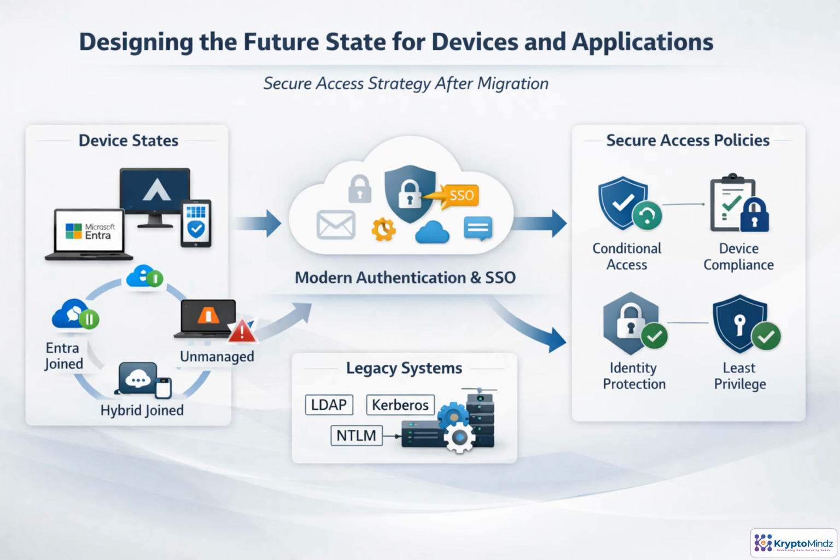After migration, the key access question is simple: what must be true before a user gets in? Start by defining the target state for each device. Some should be Microsoft Entra joined, some hybrid joined, some only registered, and some may remain unmanaged with limited access. Then classify applications by authentication pattern. Modern apps should move to SSO with SAML, OIDC, or modern authentication. Legacy apps that depend on LDAP, Kerberos, NTLM, agents, or hard-coded domains need remediation. Access is then enforced through conditional access, compliance, identity protection, and least privilege.